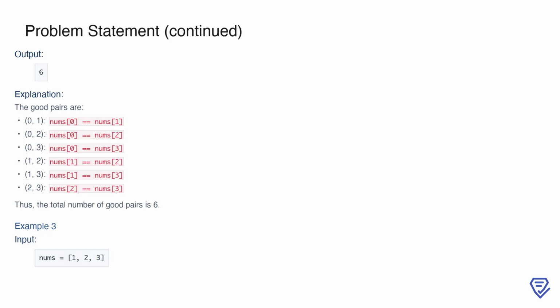In general, when all elements in the array are the same, the total number of good pairs can be calculated using the combination formula nC2 equals n times (n minus 1) divided by 2, where n is the length of the array. For this example, n equals 4, so the total is 4 times 3 divided by 2 equals 6 good pairs.